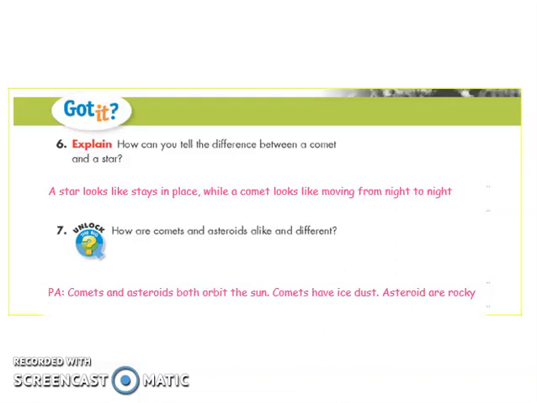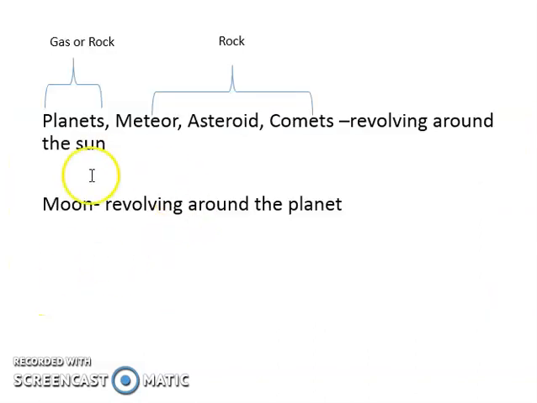Okay? Now, number 7. How are comets and asteroids alike and different? Comets and asteroids both orbit the sun. Comets have icy dust. An asteroid has a rocky surface. Okay? So for this question, you could check the summary for the answer.